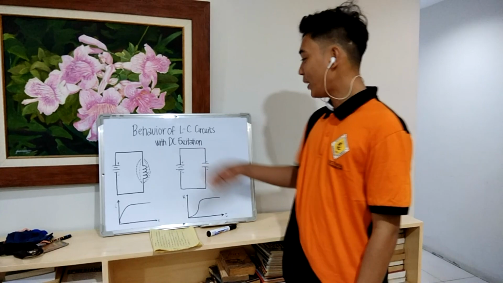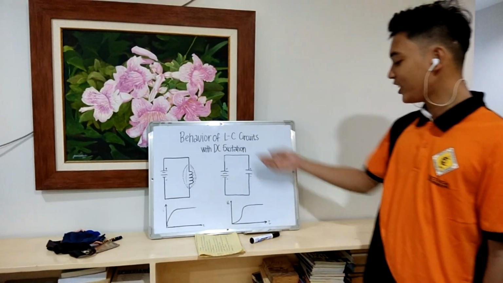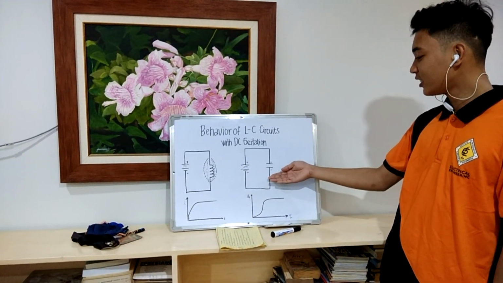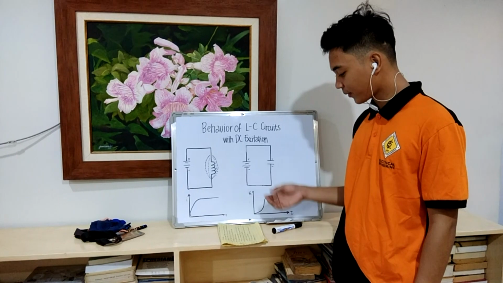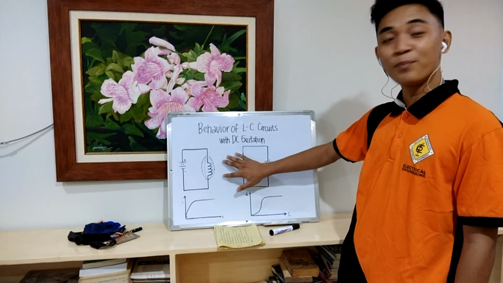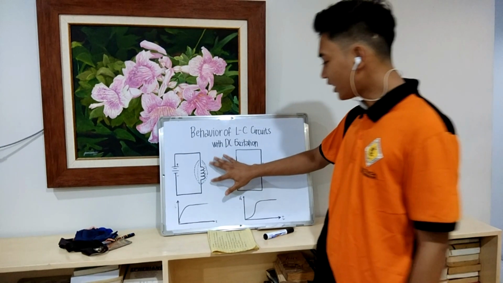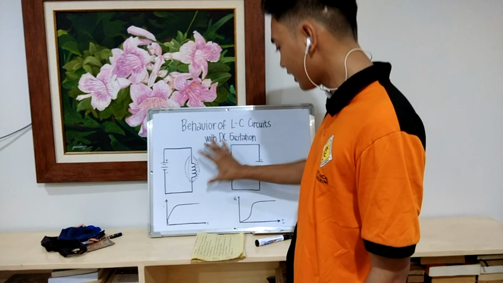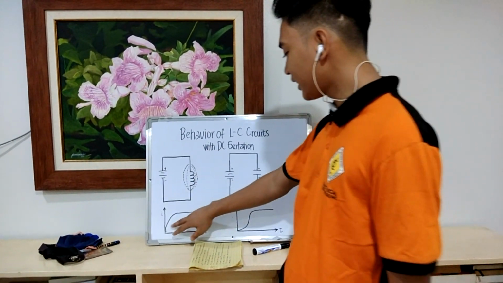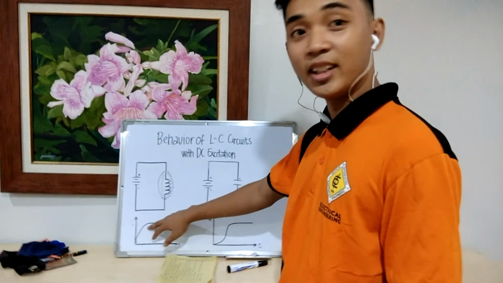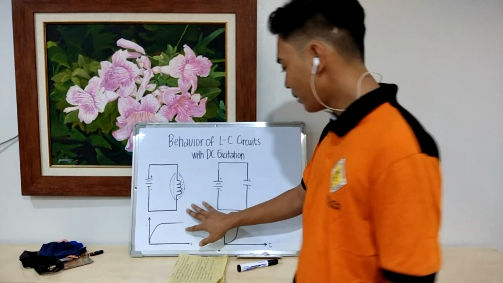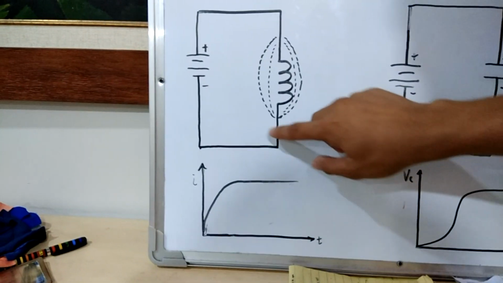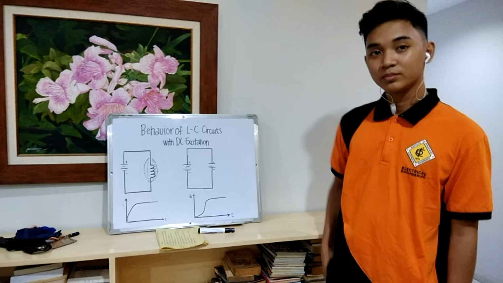Okay guys, behavior of LC circuits with DC excitation. So what happens when you connect an inductor and a capacitor to a DC supply? First, we'll study each component separately. When an inductor is connected with a battery in a circuit, current will flow in the circuit. But the rate of rise is not instantaneous. It does reach the maximum value, but it takes some time. And in the process, energy is stored in its magnetic field.